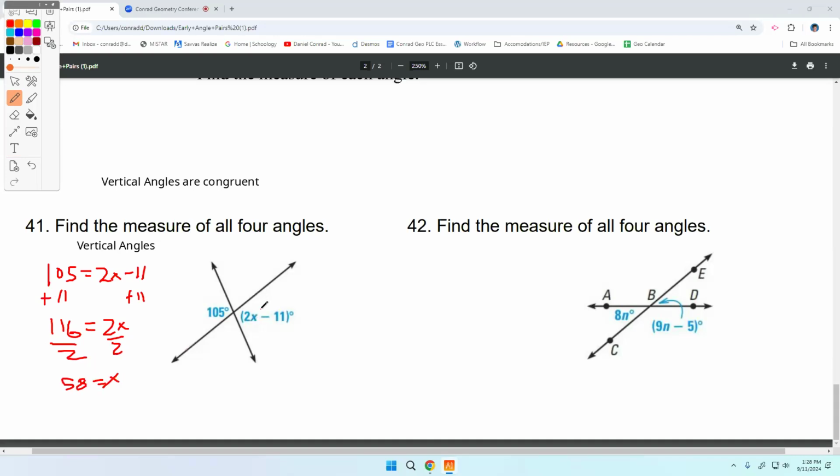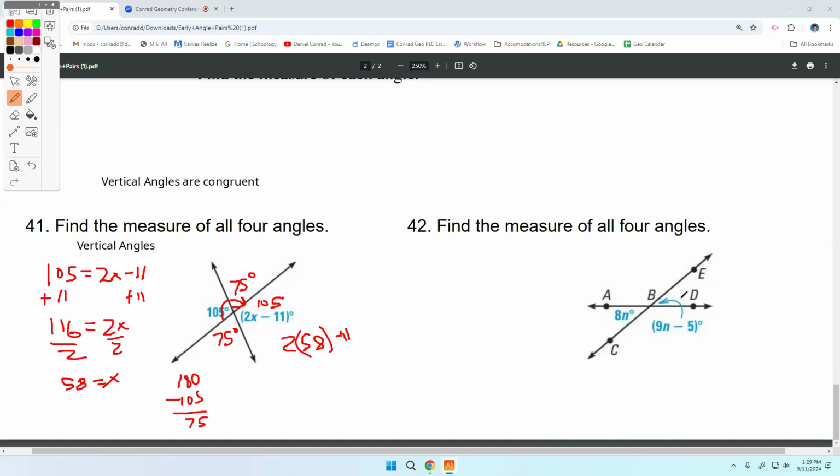So if we substitute that in, 2 times 58 minus 11, that should give us 105. Okay. To find the other angles, these are vertical, so they're equal. These angles form a straight line. They're a linear pair. So if we do 180 minus 105, we're going to get 75. That means this angle has to be 75. And then vertical to that one has to also be 75. So we have 75, 75, 105, and 105.